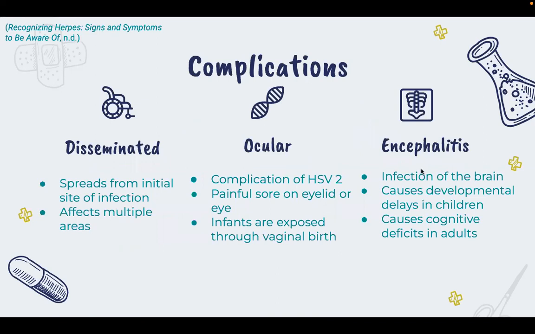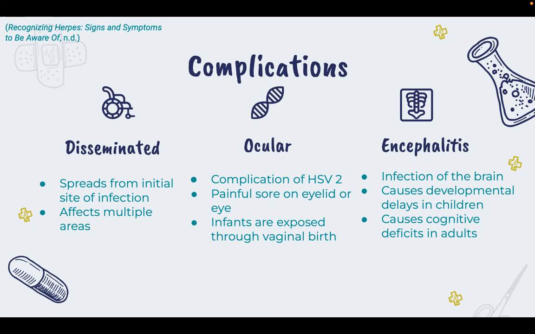There are many complications that can come from untreated genital herpes. Disseminated herpes is when the infection spreads past the initial point of contact. This includes developing multiple sores or sores in different areas. Ocular complications begin when the infant passes through the birth canal. The infant is then infected with HSV2 and can develop eye infections, discharge, and sores on their eye or eyelids.